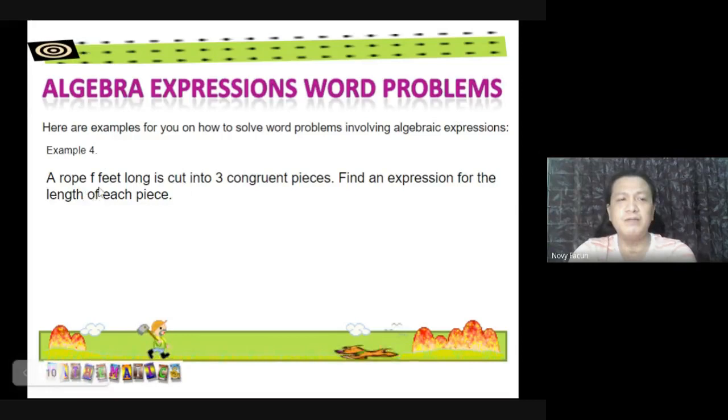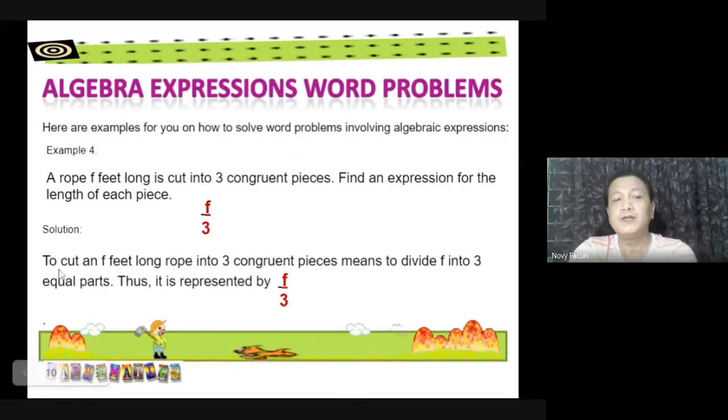Okay, another problem, number 4. A rope F feet long is cut into 3 congruent pieces, meaning congruent is equal. Find an expression for the length of each piece. The word each is division. To represent the algebraic expression, we have F over 3. Cutting a long rope into 3 congruent pieces means you are going to divide it into 3 equal parts. Thus, the answer is F over 3.